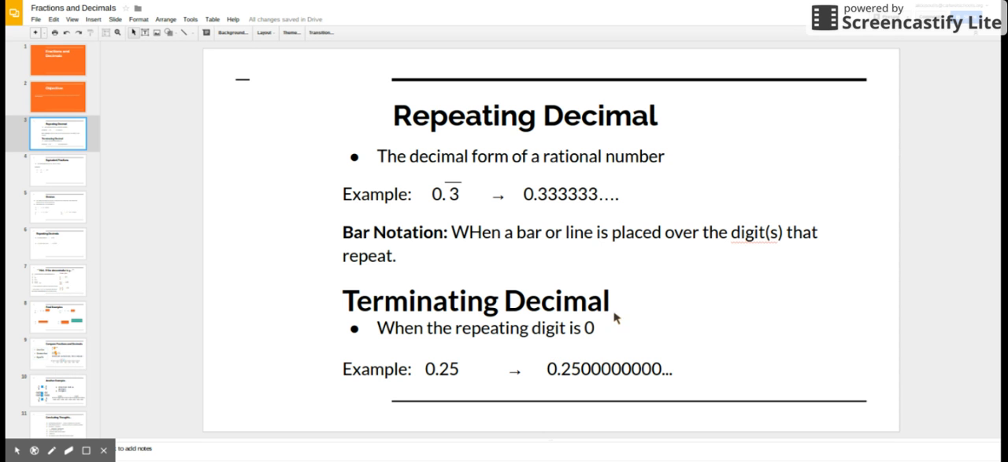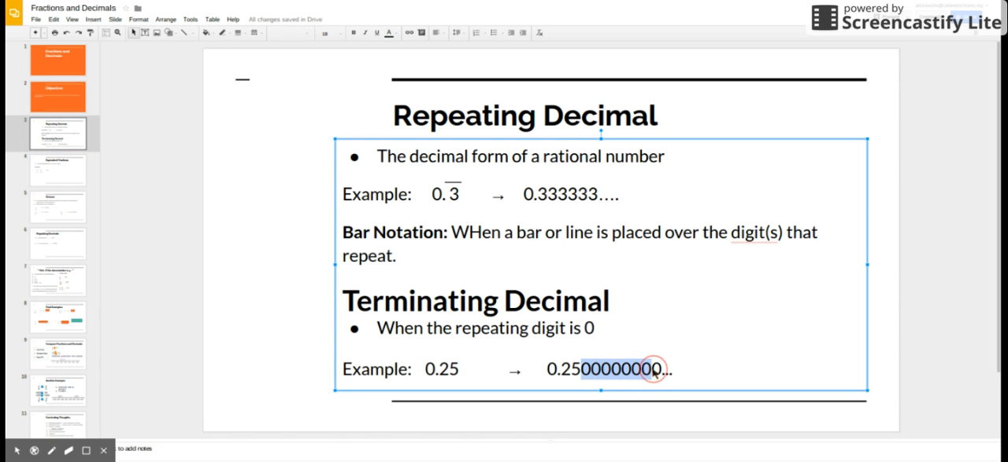A terminating decimal is when the repeating digit is 0. So for example, here we have 0.25. That's the same thing as saying 0.25000000... So in other words, the repeating decimal is just 0. Okay?